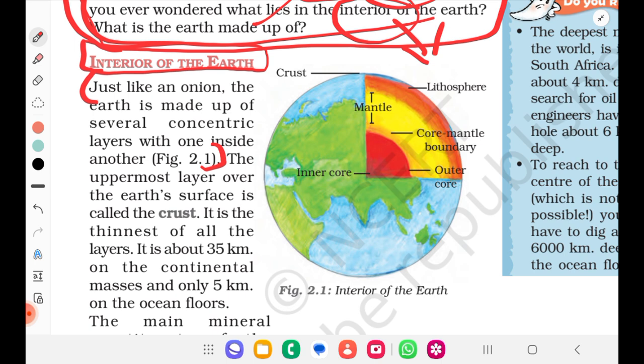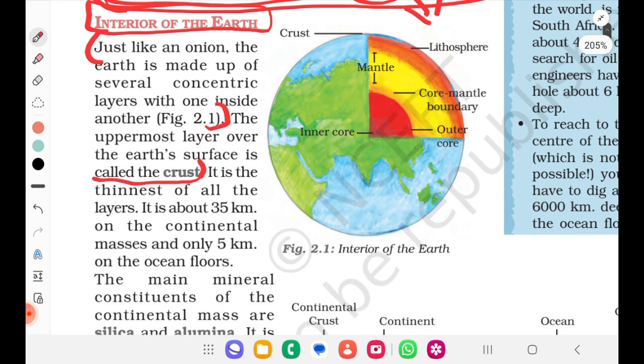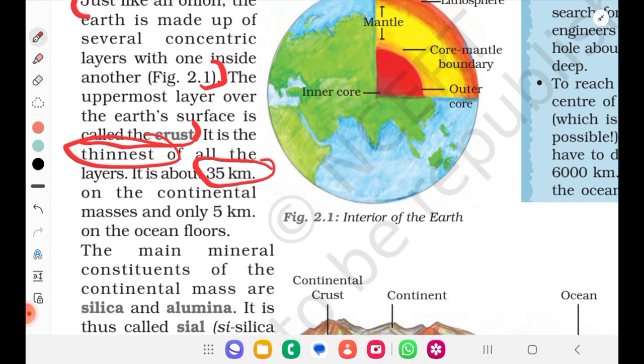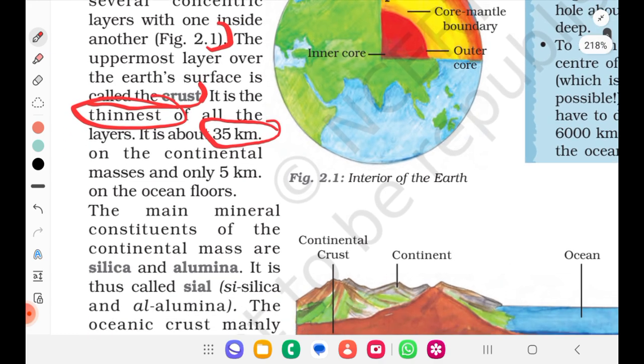The uppermost layer over the earth's surface is called the crust. We already learnt in the last chapter that the lithosphere is the outer crust, right? So the first upper layer is the crust. It is the thinnest of all the layers. It is about 35 kilometers on the continental masses and only 5 kilometers on the ocean floors. So this is a key point, okay?